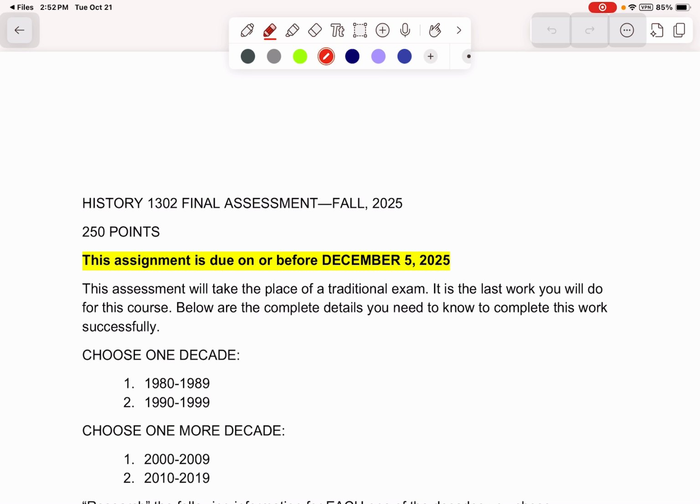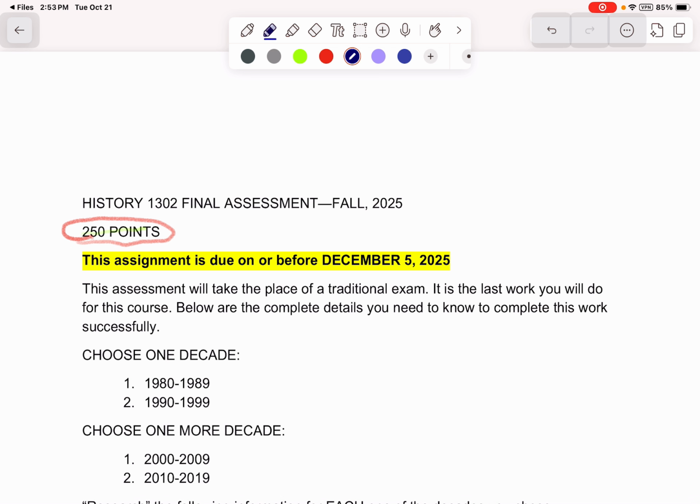And so I want to walk you through how to find the best success on this, since it is indeed, if you will notice, worth 250 points. Okay? And so it's very important that you understand the significance of this and how many points this truly is worth.